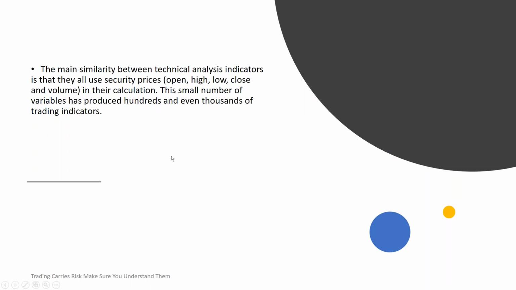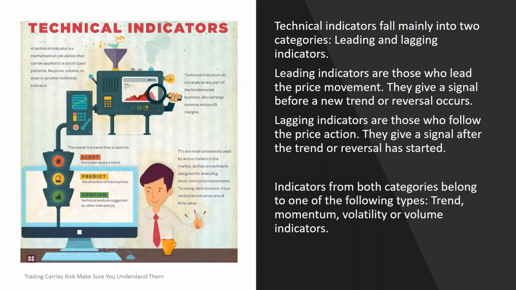Now, the main similarity between technical analysis indicators is that they work on all security prices, and they use the open, the high, the low, and the close, and a lot use volume in their calculations. Now, they fall into many different categories, but technical indicators may fall into two predominant categories, and this is crucially important to understand in order to apply them to successful trading strategies and to use the right ones on your charts. And we have what's called leading indicators and lagging indicators.